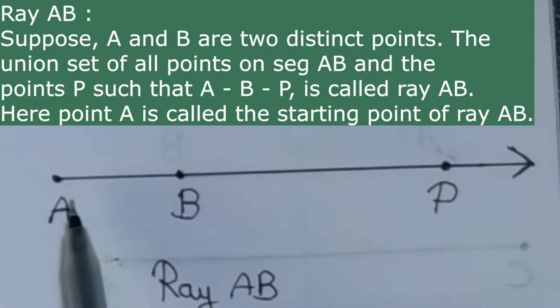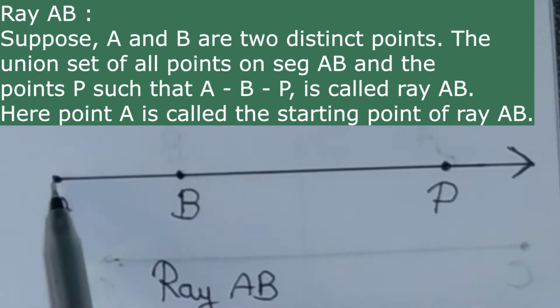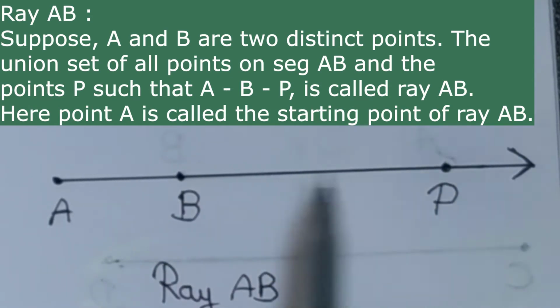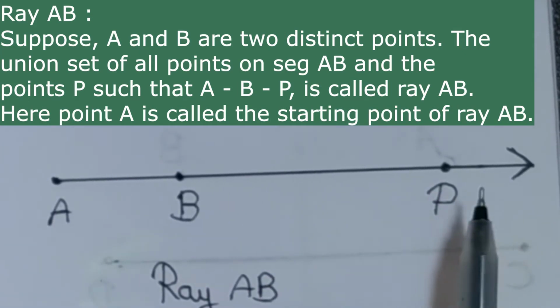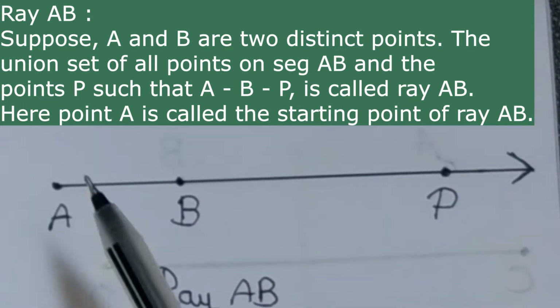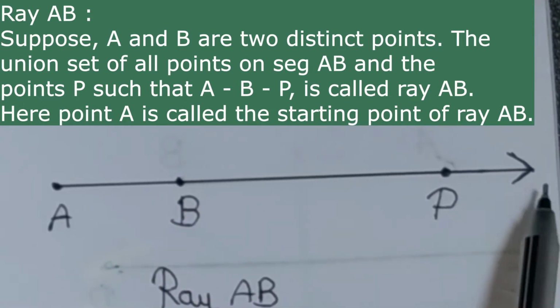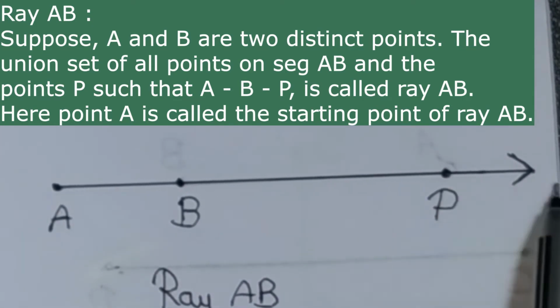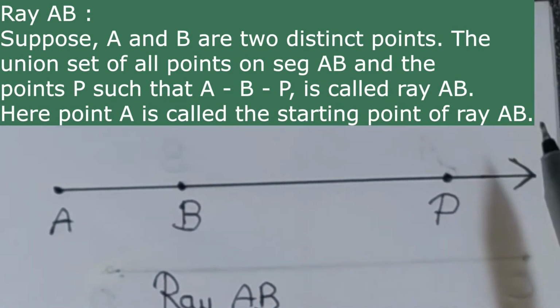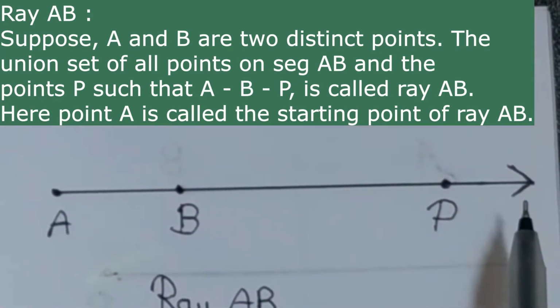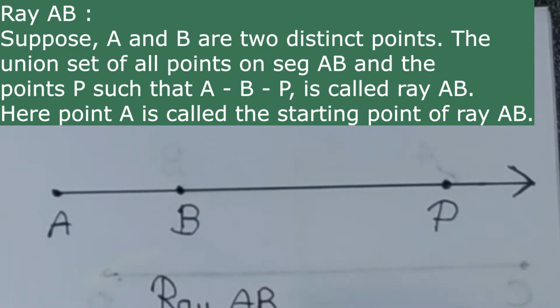So we include the union of all these points: all points on segment AB plus whatever points are there beyond B, all of them are included in the ray. Point A is the end point and there is only one end point. On one side we put the end point and on the other side there is an arrow mark, as it keeps on extending. In a line segment we had two end points, but in a ray we have only one end point and on one side there is an arrow mark.